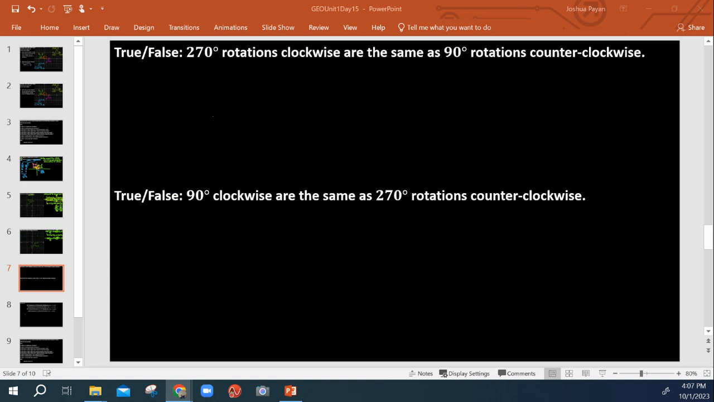Okay, so in this video, we are going to summarize some of the things that we saw in the previous videos and also make some generalizations about things that we didn't know we saw, but we still kind of saw. So, to get into that, let's answer these two true false questions. Show true or false: 270-degree rotations clockwise are the same as 90-degree rotations counterclockwise.